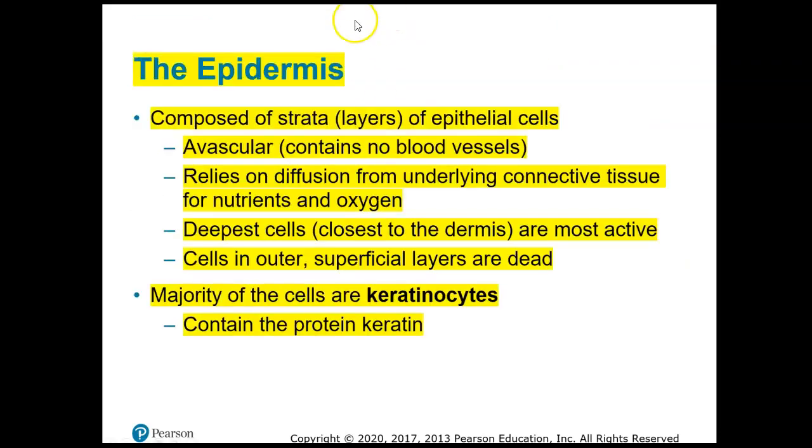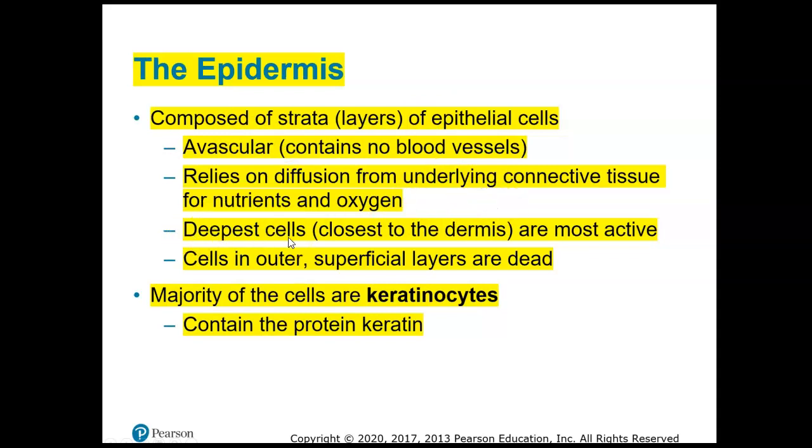All right, the epidermis first. We're going to talk about the layers of the epidermis. You will need to memorize the layers of the epidermis from superficial to deep. We know that the epidermis is composed of layers of epithelial cells, but specifically, we call that tissue stratified squamous. The epidermis is avascular, contains no blood vessels. The way that oxygen and nutrients get to the cells of the epidermis is by diffusion from the dermis.